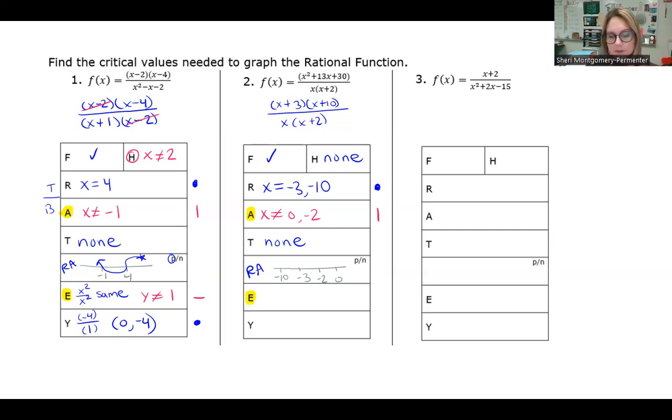This is a positive function, so I'm going to start at the top. There's no togetherness, so I will weave through at every tick mark. And that is it.